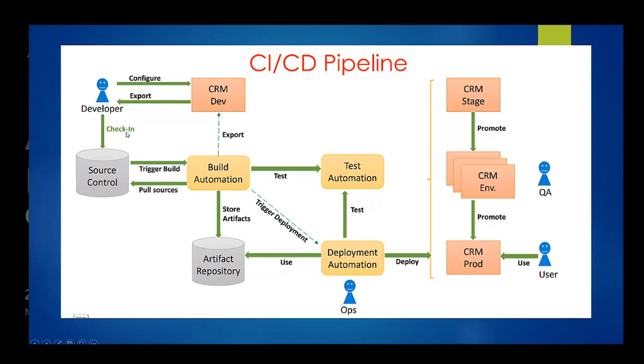While doing the check-in, we have enabled the gated check-in process, so it will automatically do the gated check-in. In the gated check-in, we have configured SonarQube and JSHint. SonarQube is for all the plugins, workflows, and custom code which you write in the Dynamics CRM projects, and JSHint is for the HTML and JavaScript which you write. So we have enabled the gated check-in process.